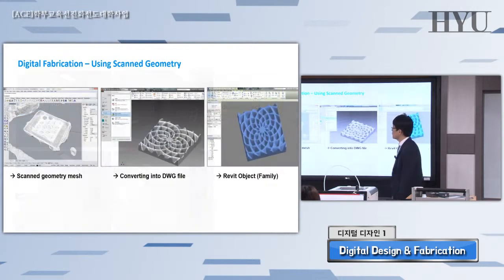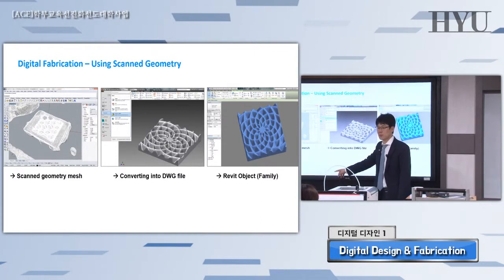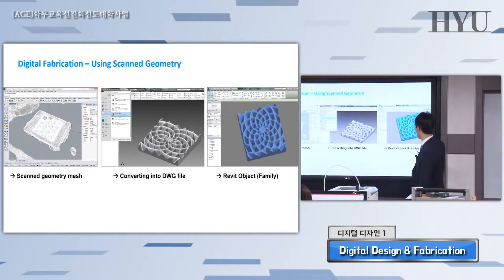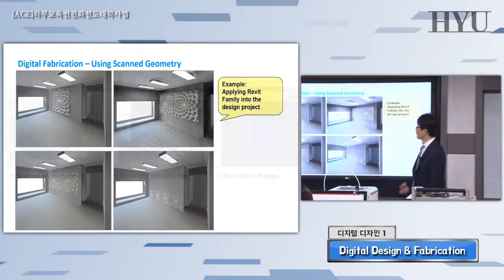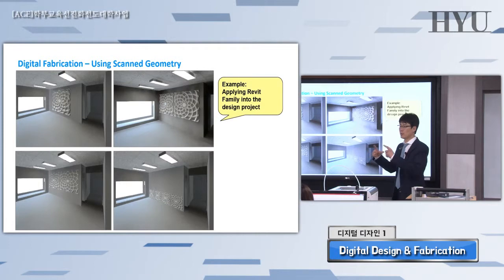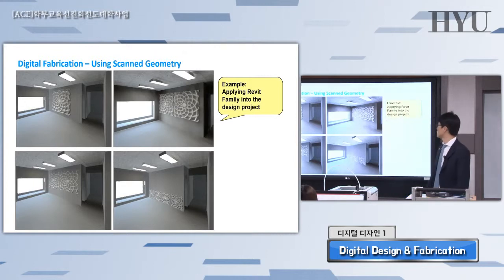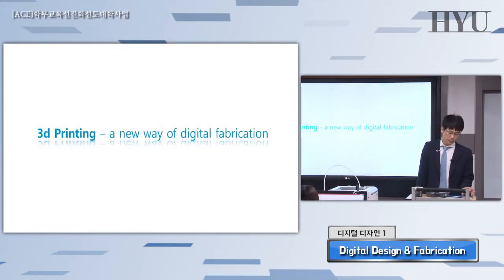So if you create this design by using Rhino or 3D Max, anyway, you can import it and make it a family, but you can also scan it. You can scan by pictures easily. That's one way of creation, applying a Revit family into the design project. This is kind of an applicable example, I think.